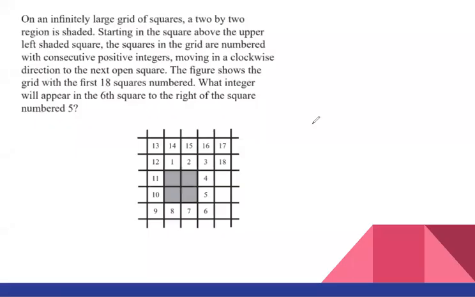Hello, everyone. So this is another MATHCOUNTS problem. This was a state run sprint number 25. Okay. So we have a 2x2 grid that is shaded. And then starting from the top left corner of that 2x2 square shaded figure, we start writing integers clockwise: 1, 2, 3, all the way to 18. And if I want to continue writing those numbers, what will be the integer in this 6 squared to the right of the squared number 5?